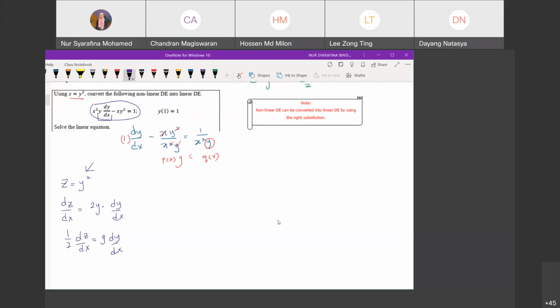So just substitute x squared. So substitute x squared, y dy dx now is 1 over 2 dz dx minus x, y squared is z, equals 1. Okay, convert this to the general form of linear. So you should have what? dz dx minus x z equals 1, multiplied by 1 over 2 x squared, right?